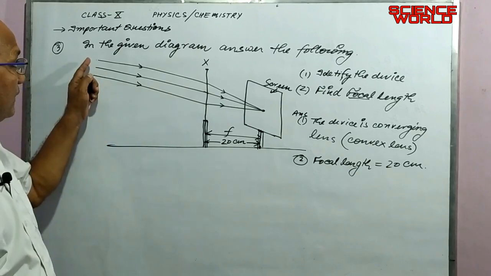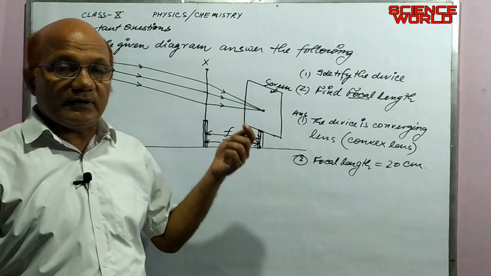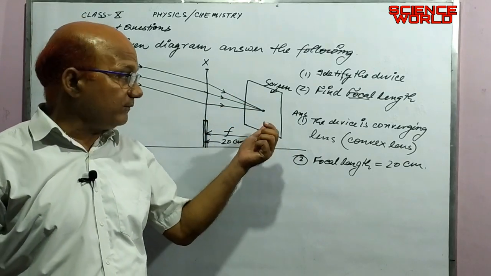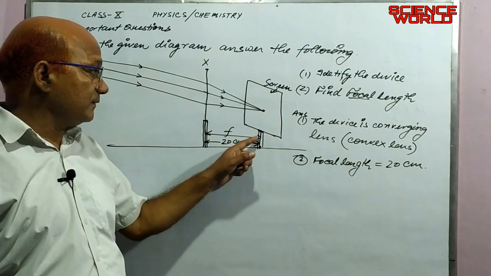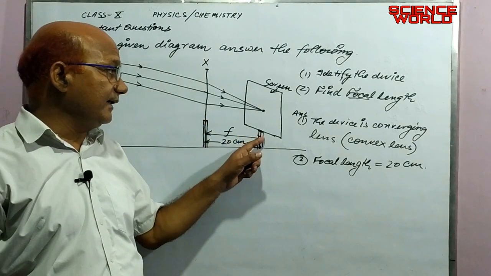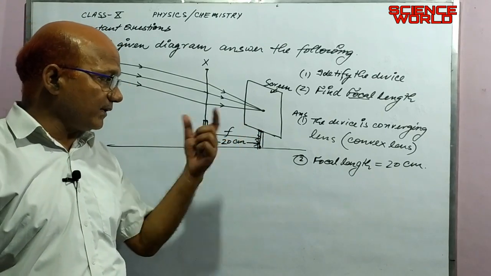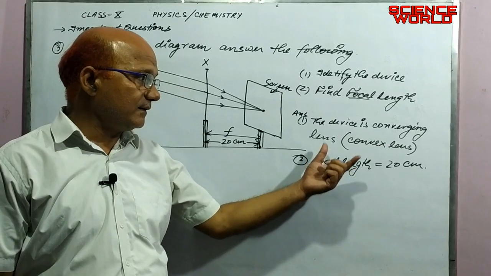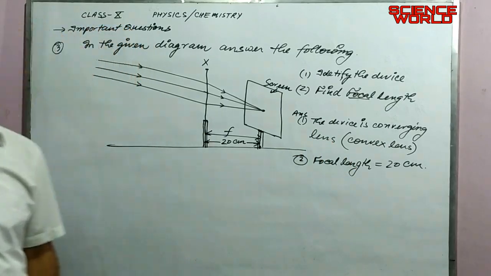Okay, because this is the screen and this is the lens. Because the rays are coming from infinity, where will be the image? The image will be at focus. It means this distance between the device and screen is focal length. So focal length is 20 centimeter. Now take a screenshot of it.